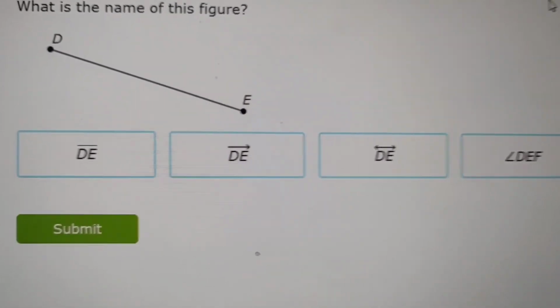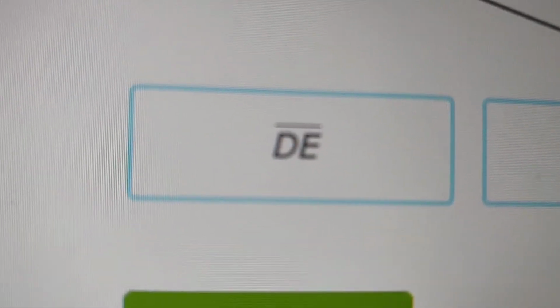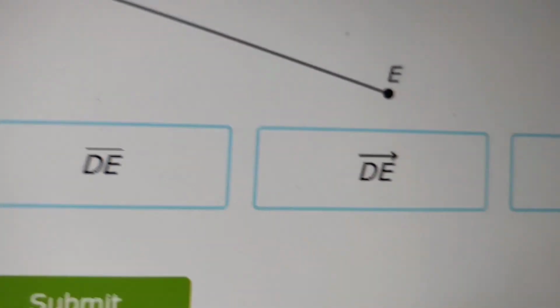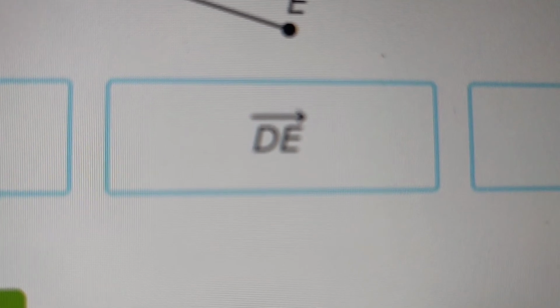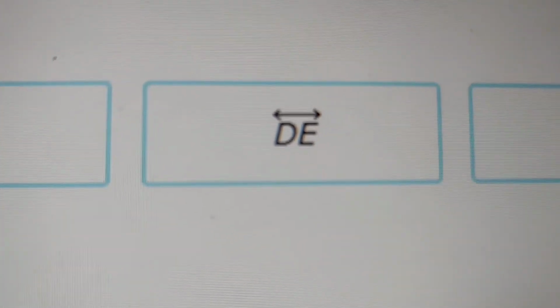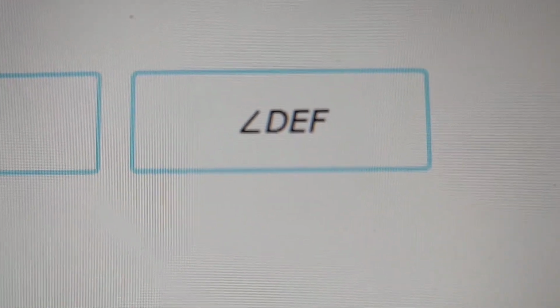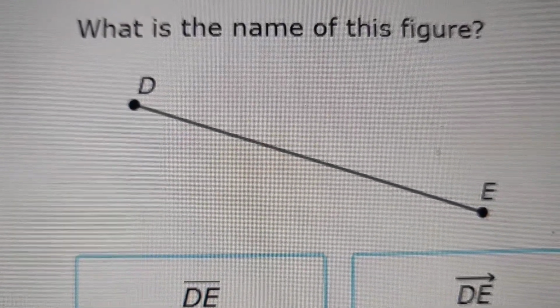Okay, welcome back. So this is the only one that shows a line segment. Notice that above DE, there's no arrow on either side of that line segment. So that would show line segment DE. This would show ray DE because it's going in one direction forever and ever, which that arrow shows. This would show line DE, and this would show angle DEF. But this is a line segment DE, so this is the correct answer.